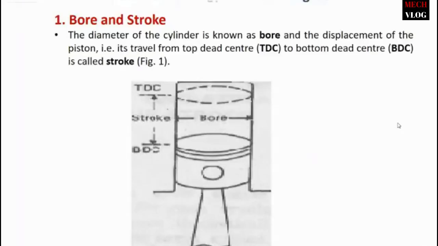The first one is bore and stroke. So what is bore and what is stroke? The diameter of the cylinder is known as bore. That means the inner diameter of the cylinder is known as bore. And the displacement of the piston, that is, its travel from top dead center to bottom dead center. This line indicates the top dead center and this line indicates the bottom dead center. In between, the length is called stroke. So the first terminology is bore and stroke.